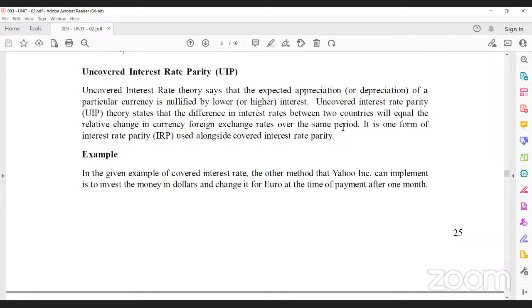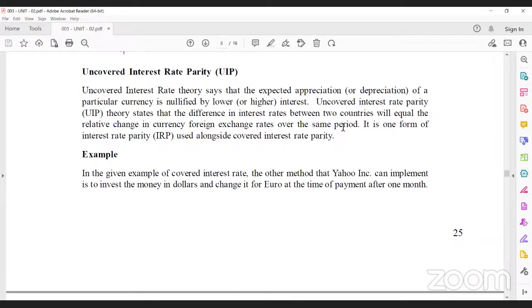This uncovered interest rate parity theory states that the difference in interest rates between two countries will equal the relative change in currency foreign exchange rates over the same period. It is one form of IRP, which is used alongside covered interest rate parity.